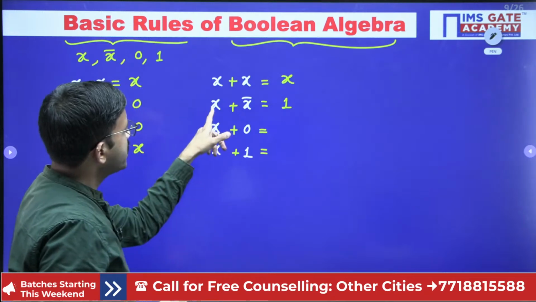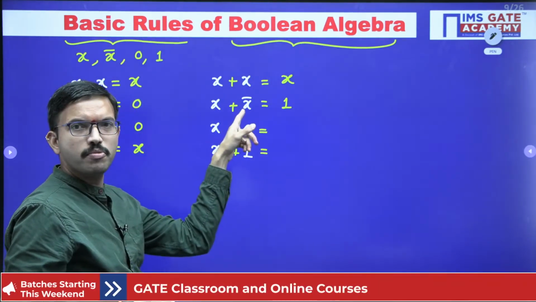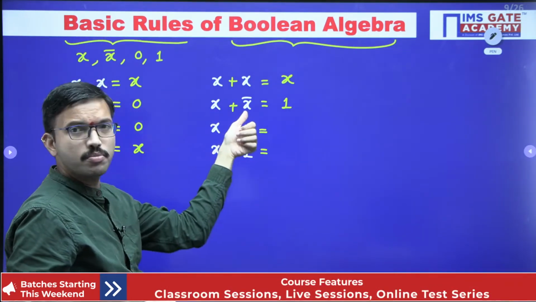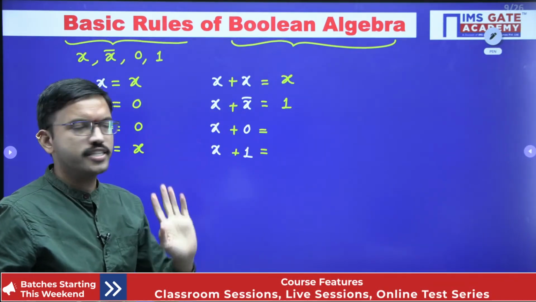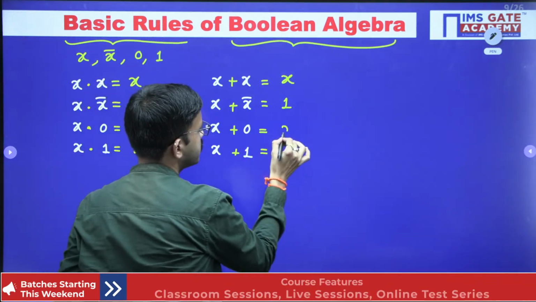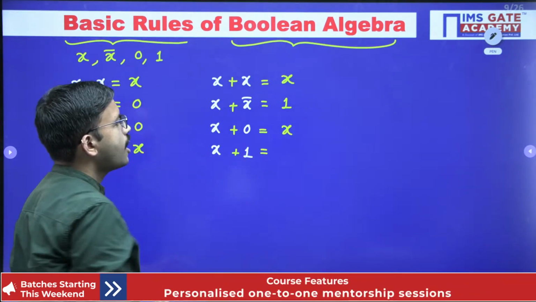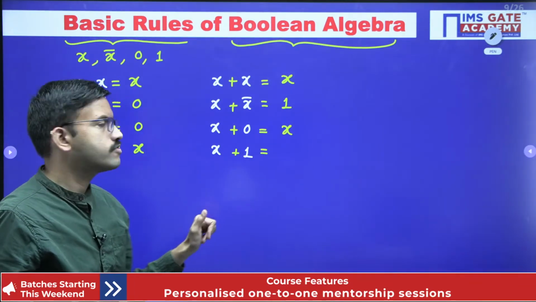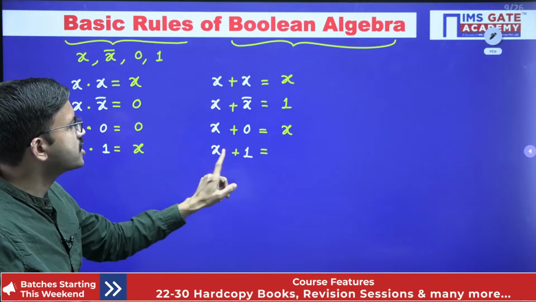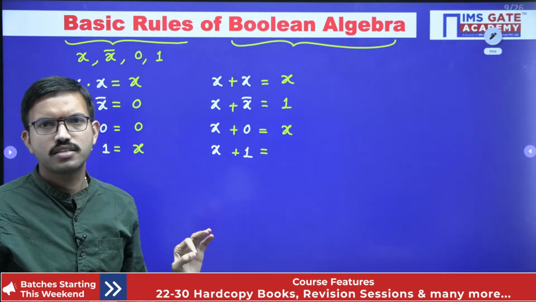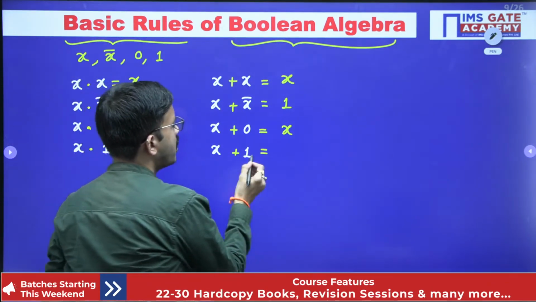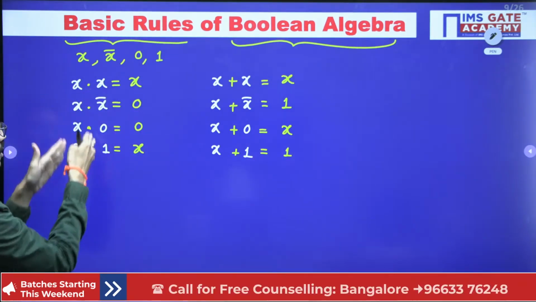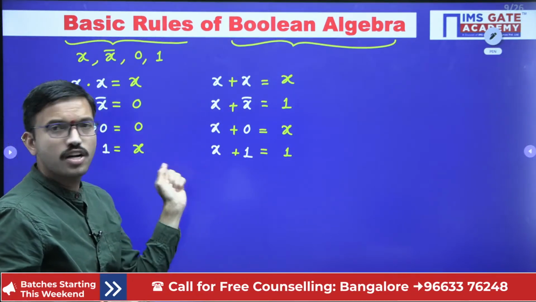See, if you assume x as 0, here x bar will be 1, and 0 plus 1 is 1. Or if you assume x as 1, x bar will be 0, and 1 plus 0 is also 1, right? X plus 0 is nothing but x. X plus 1, how much will you get? Here plus indicates the logical OR operator. Once again, just like we mentioned, 1 plus anything is 1 in logical OR. So x plus 1 is 1. So here I have considered logical AND, and here I have considered logical OR.